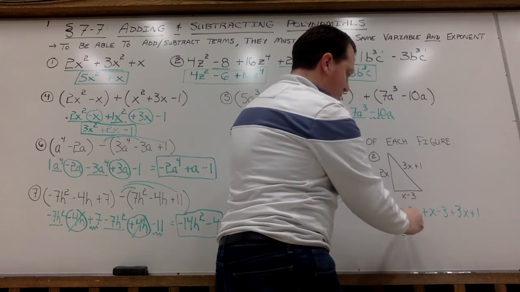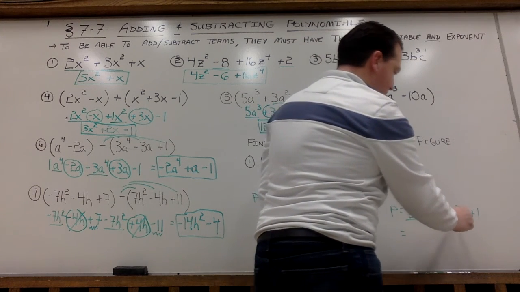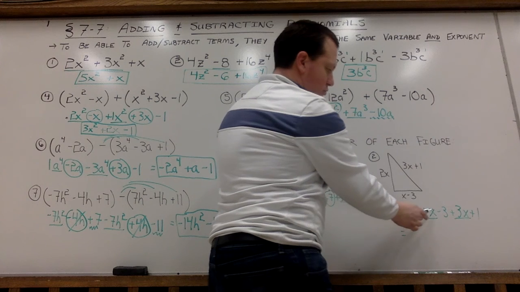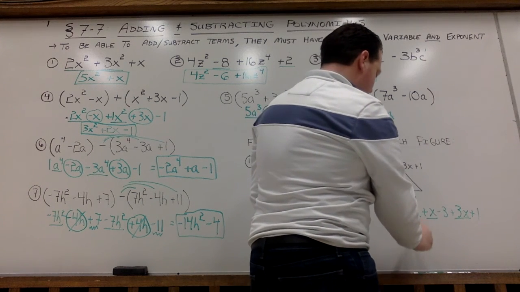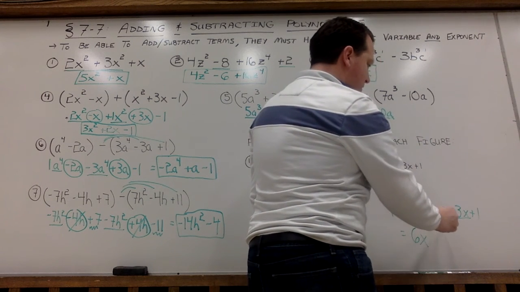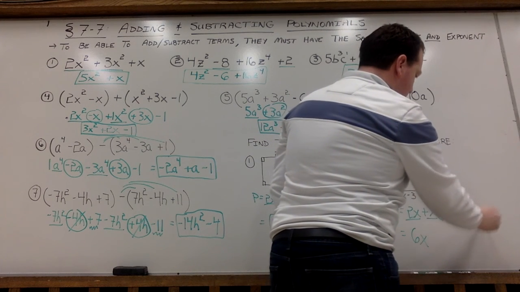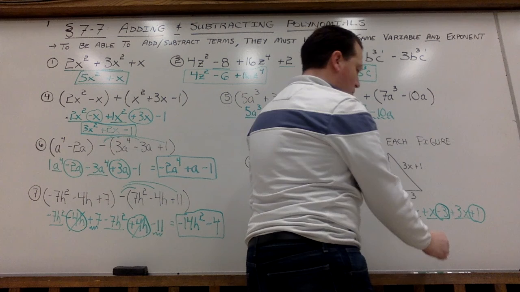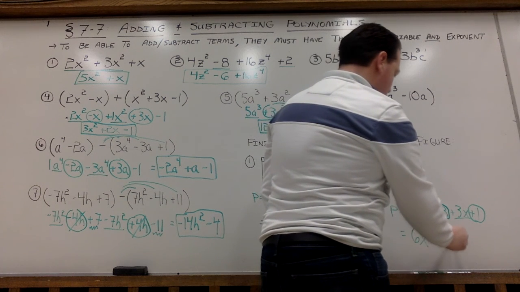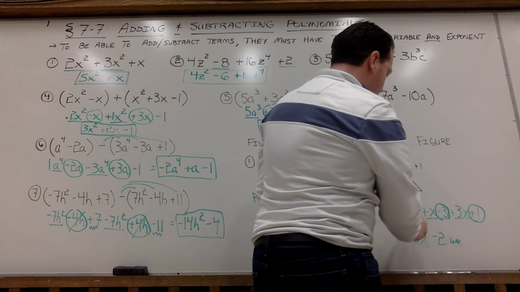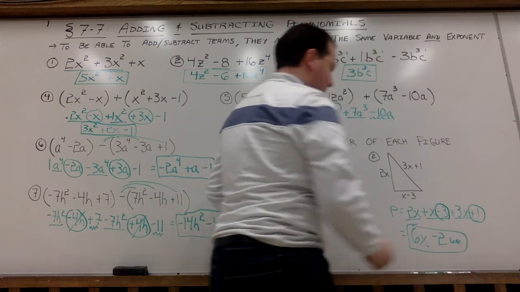And my like terms, I'll have 2x, 1x, 3x. So I've got 2, 3, 4, 5, 6 x's. And then numerically, I have negative 3 plus 1. Negative 3 plus 1 is negative 2. So 6x minus 2 units there.